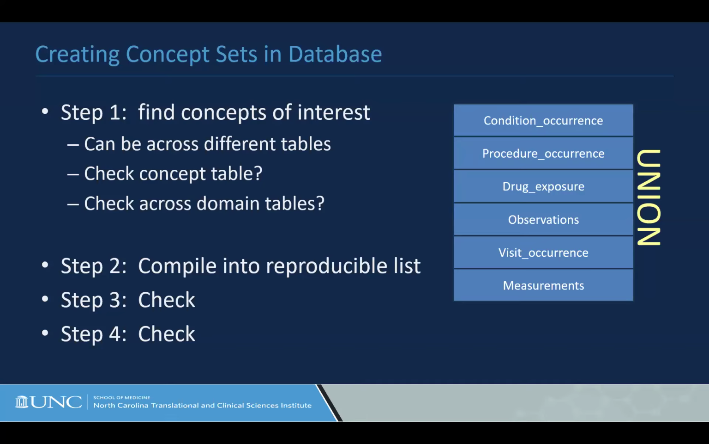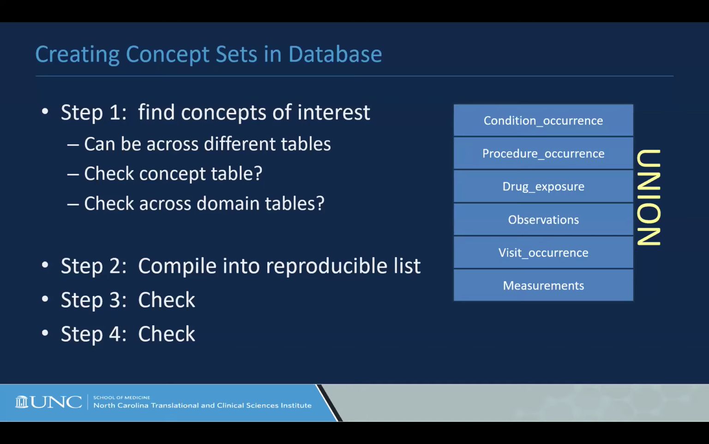Concept set creation can be somewhat of an art more than a science, or some blending of the two. I think even within the data science lab, each of us might have slightly different ways of pursuing concept set creation from some of the different concept finding mechanisms that I've listed. Generally, though, you need to find your concepts of interest. They might be across different tables. You might be using the concept table by itself. You might use a method to look across tables. But then once you've identified those, you're going to compile them into a reproducible list in whatever way makes sense.